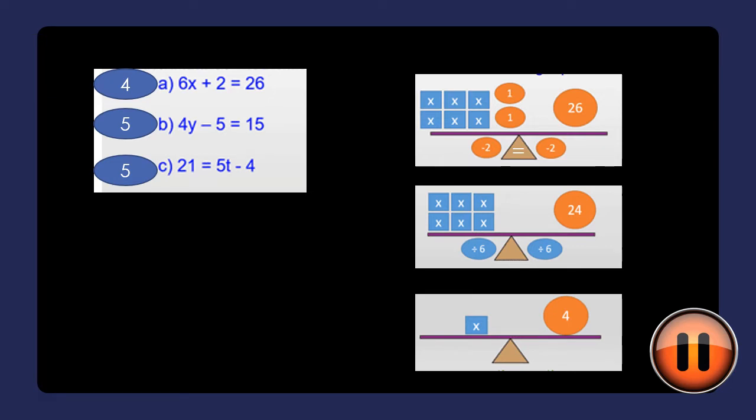Then we need to divide by 5. So 25 divided by 5 gives us 5. So t has a value of 5. And we can test it by doing 5 times 5, which is 25, and then minusing 4, which gives us 21, and voila, we have our answer. So well done if you managed to get that.